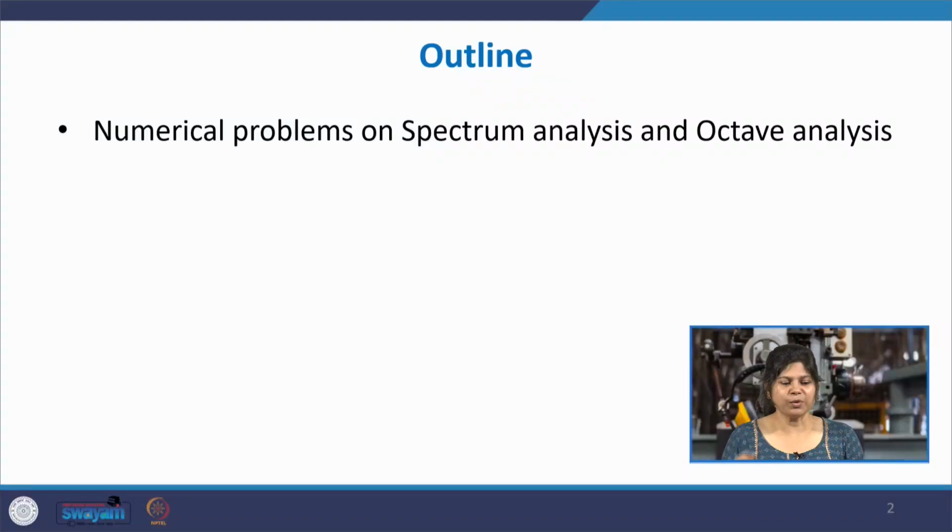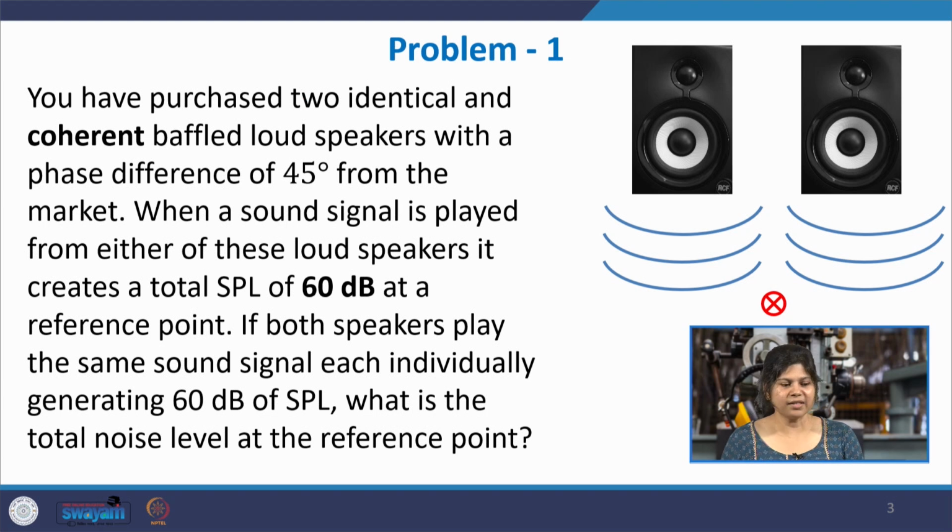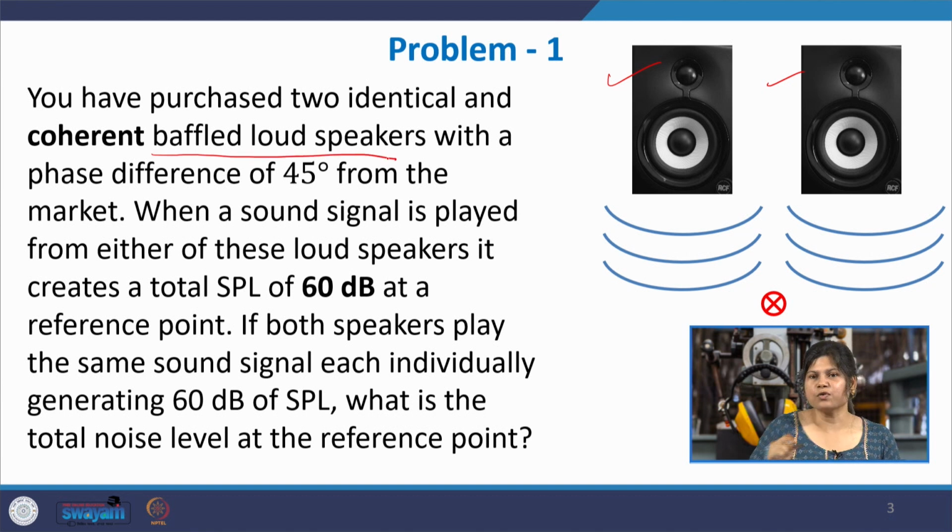So, let us begin. To summarize, we will be doing numerical problems on these topics. Let us see the very first problem. We have two baffled loudspeakers here. Any time it is mentioned as baffled loudspeakers, as already told, they behave as an acoustic monopole source, and hence they give away a spherical wave front.